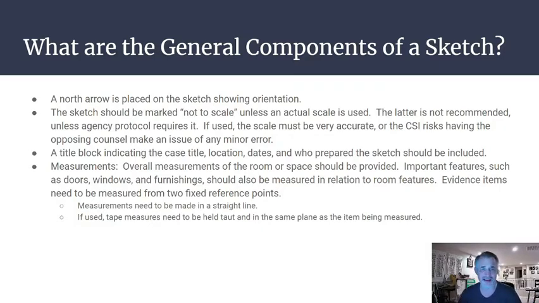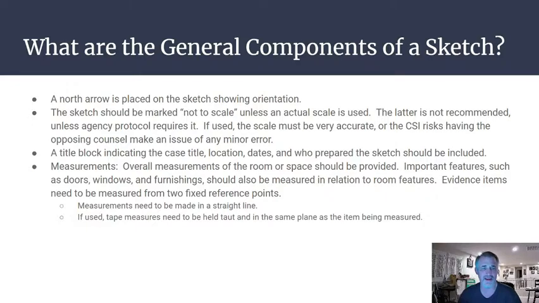A title block indicating the case title, location, dates, and who prepared the sketch should be included as well. And then all your measurements. Overall measurements of the room space should be provided. Important features such as doors, windows, and furnishings should also be measured in relationship to room features. Evidence items need to be measured from 2 fixed reference points. And we're going to talk about different ways we can do that.